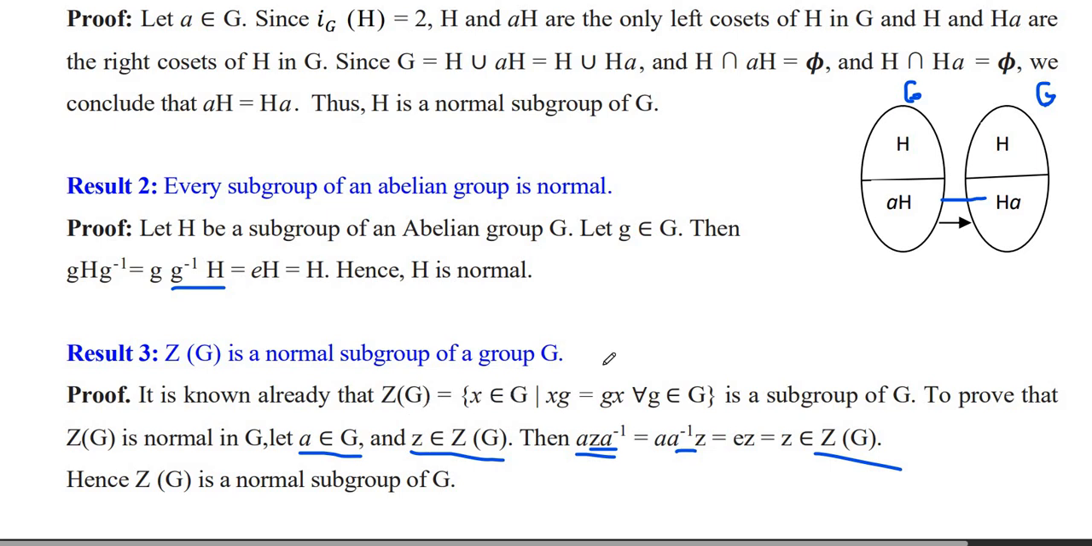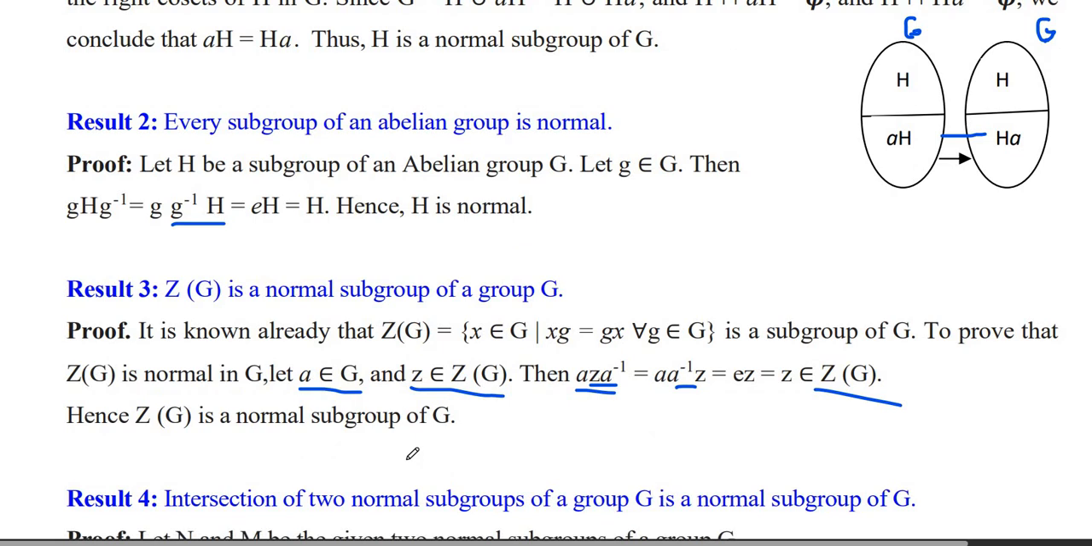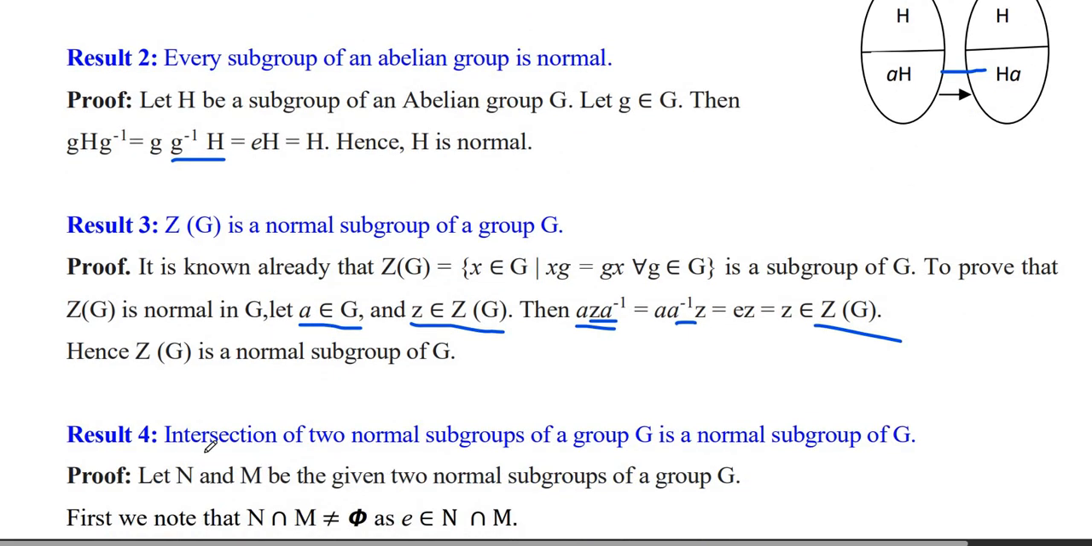Now if the question is asked as a 5 marks question, we have to prove that this Z(G) is a subgroup by showing that it is non-empty, and for any two elements x and y in Z(G), x dot y inverse belongs to Z(G). That must be established, and then only the normality condition is to be checked, as we are going to do in the next case. The intersection of two normal subgroups of a group G is a normal subgroup of G.